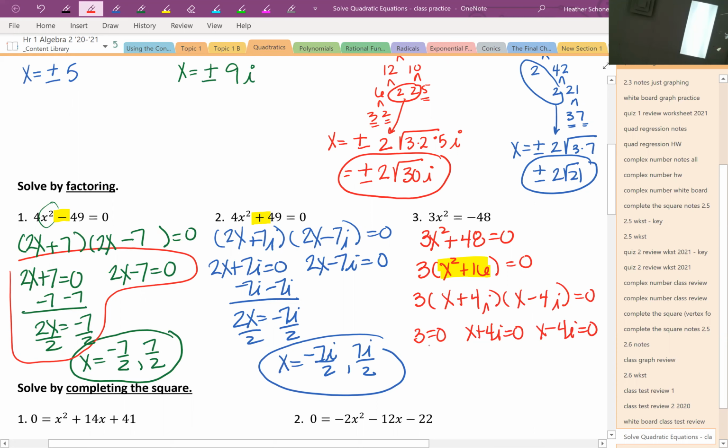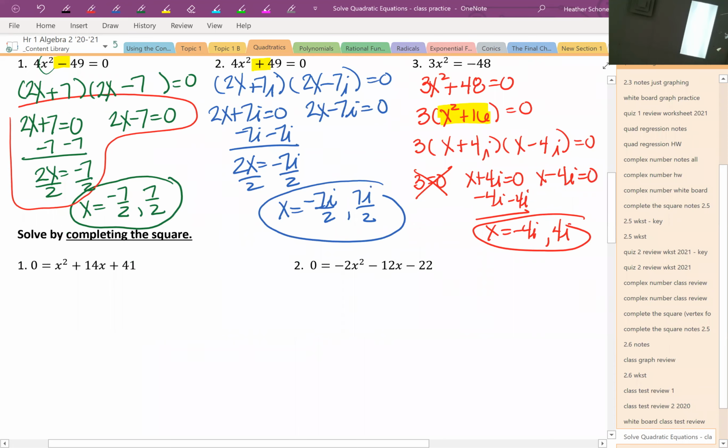So when I solve, 3 cannot equal 0. That greatest common factor, when it's just a number, does not give you a solution. But here, when I subtract 4i from both sides, I get x equals negative 4i. Here I get x is positive 4i.